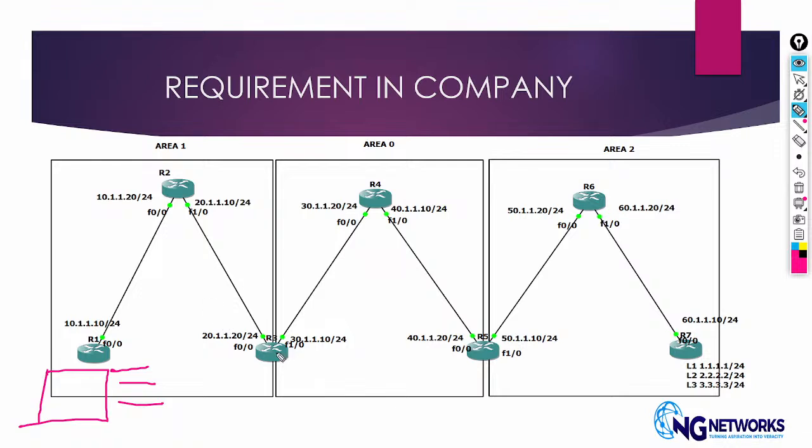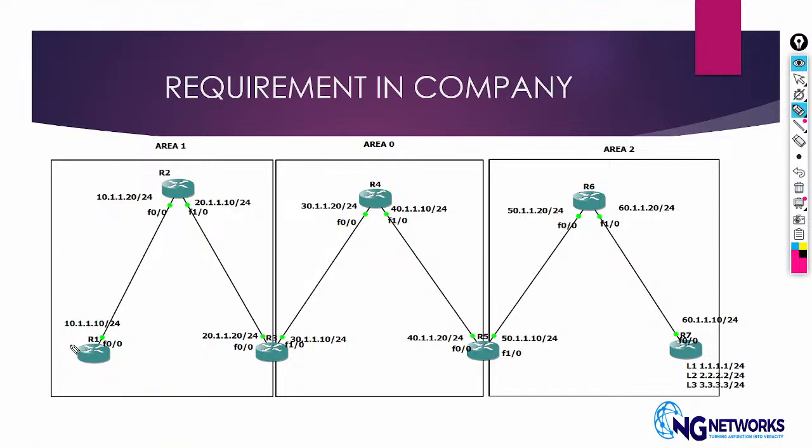Whereas R3 will be maintaining R1, R2 and R3. R2 will be maintaining R1, R2 and R3 in area 1. So the question here will be coming, like how will R1 communicate with R7, because the routers will be able to maintain the database of each other only within the area. Here as well, area 0 routers will maintain its database, area 2 routers will maintain its database. But then how will they communicate?